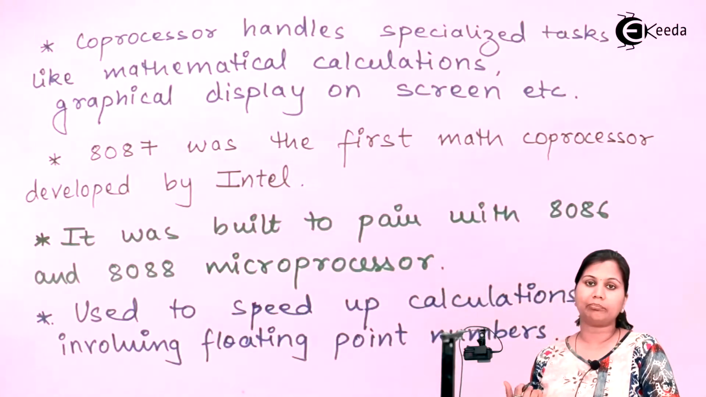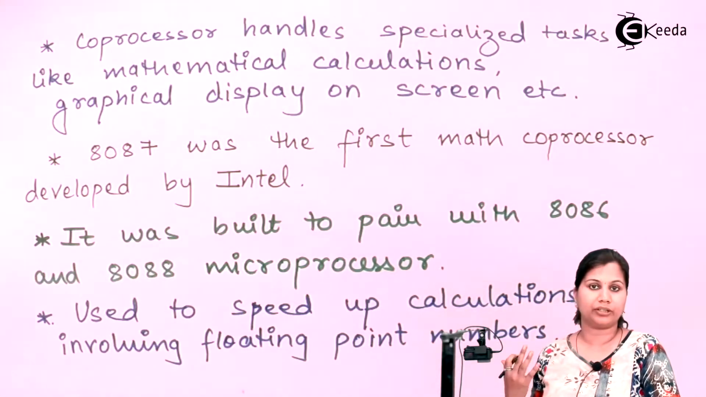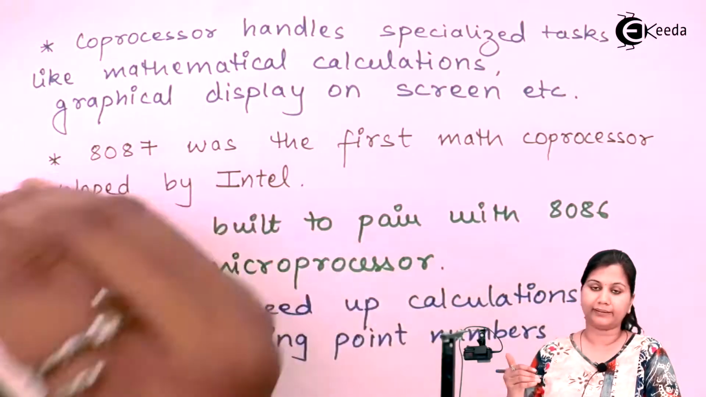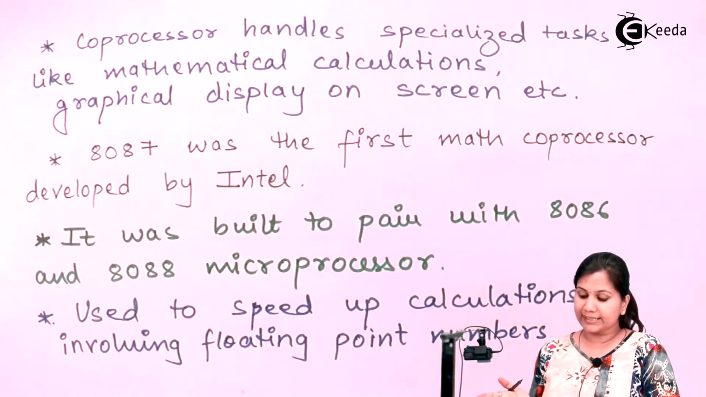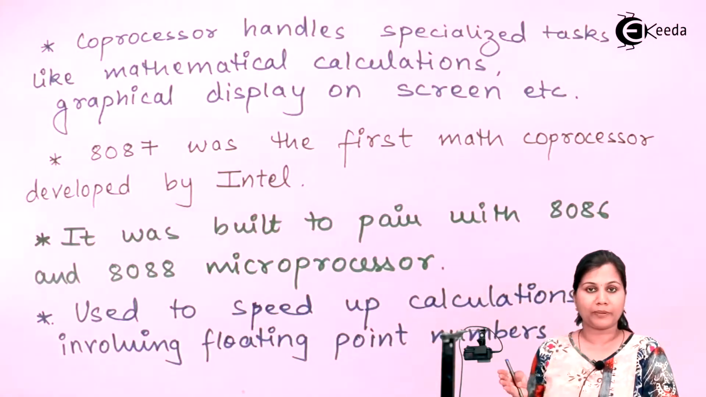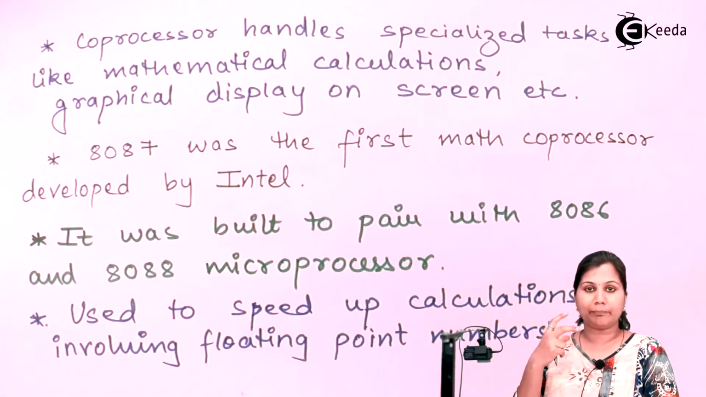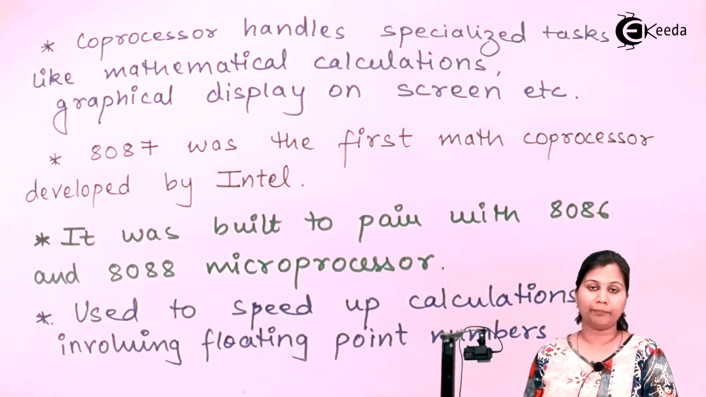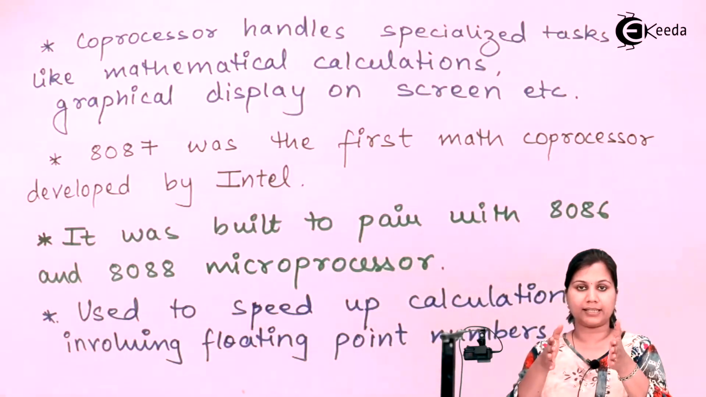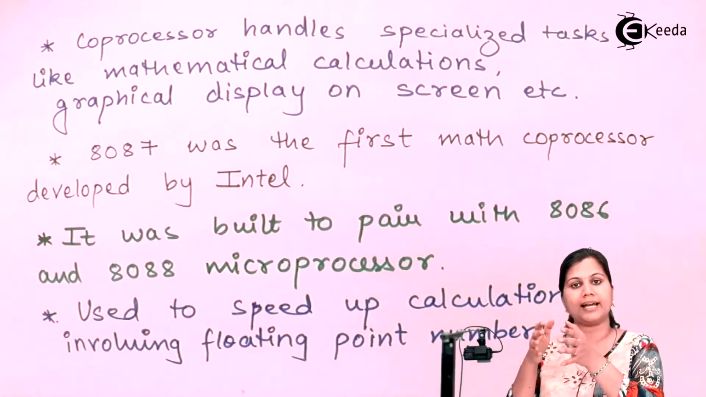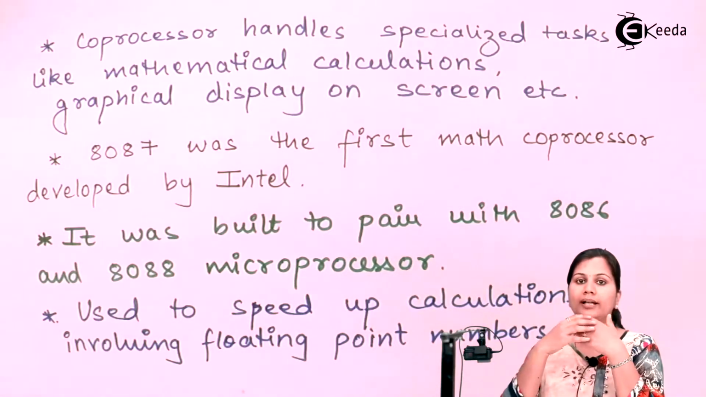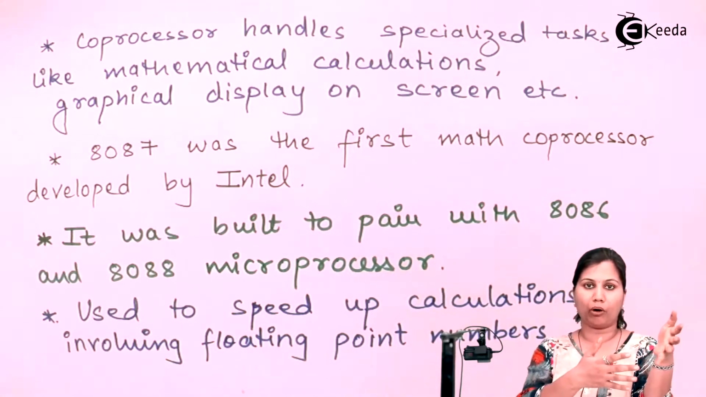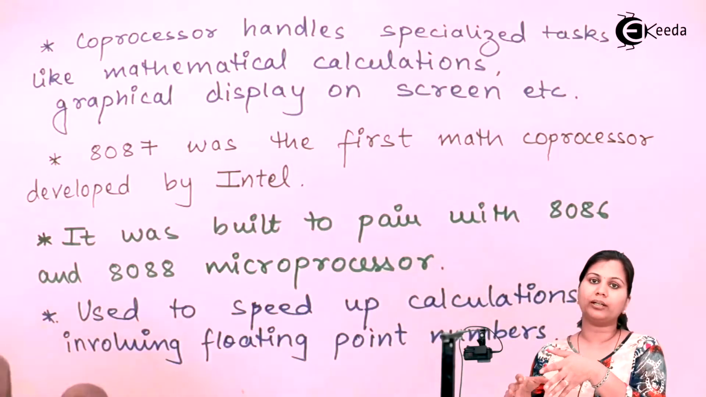Now the calculations can be addition, subtraction, multiplication, division. All these arithmetic operations with floating point numbers are performed by the 8087. As these tasks are performed by the coprocessor, the microprocessor is free from these tasks, so the CPU involvement is reduced. The microprocessor can involve itself in doing other tasks which are more important and involve the functioning of the microprocessor.